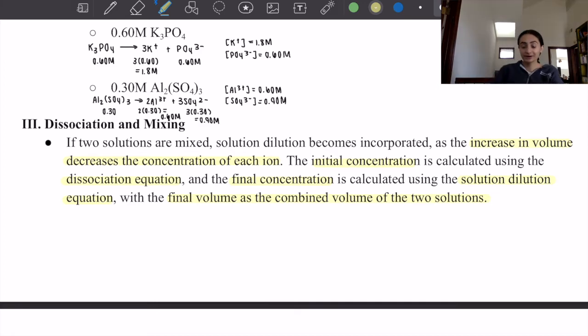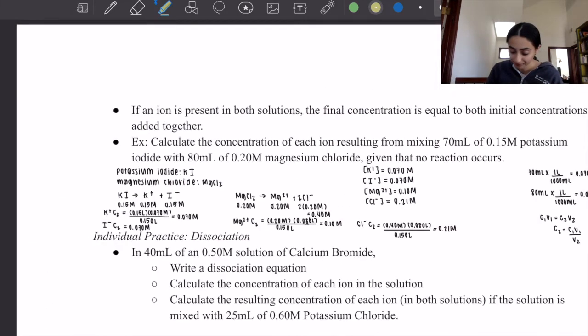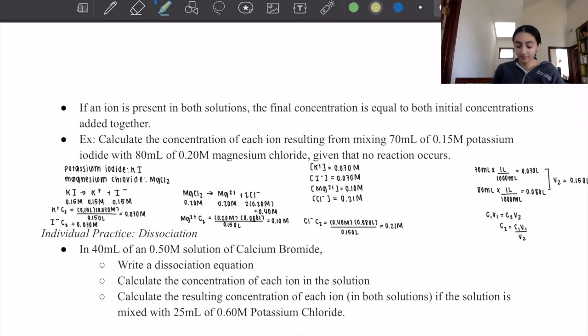So we are now going to practice an example. I have written out an example, and then you're going to do an individual practice. Also, just before we begin, if you have an ion that's present in both of the solutions, the final concentration is equal to both of the initial concentrations added together.